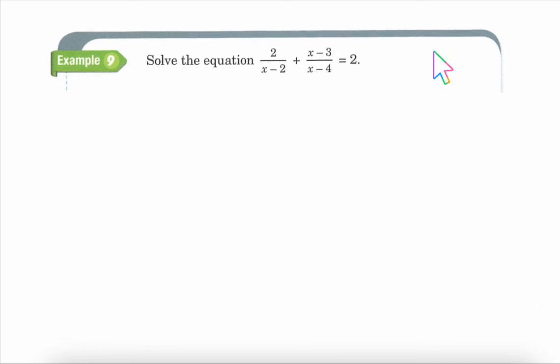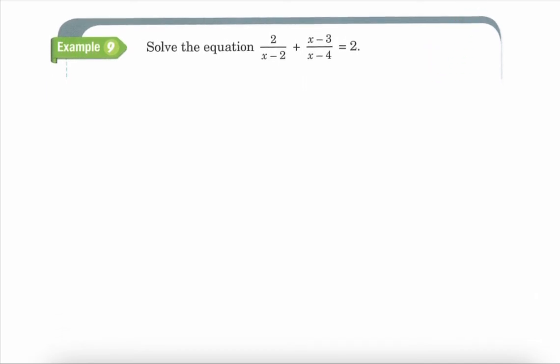All right, let's try another problem. Solve the equation 2 divided by x minus 2 plus x minus 3 divided by x minus 4 equals 2. Here, we're going to do the same thing. We're going to multiply the entire equation by x minus 2 and x minus 4. Go ahead and pause the video and try it on your own first.